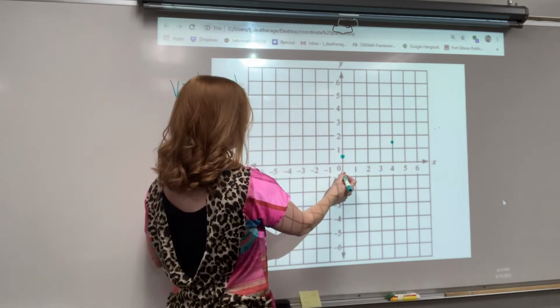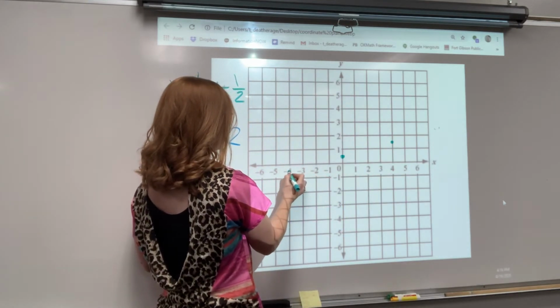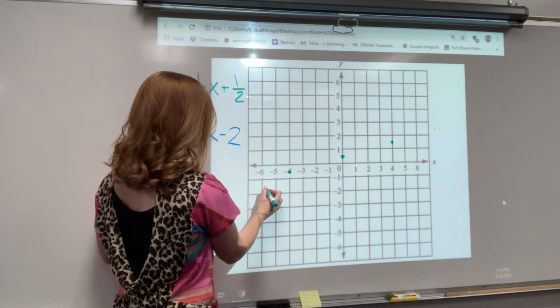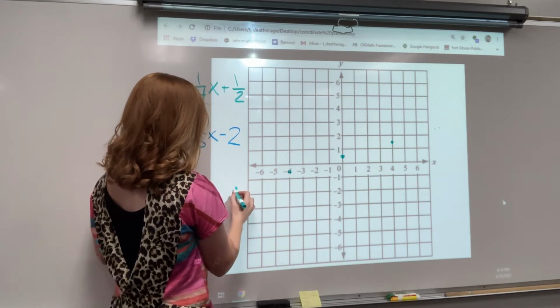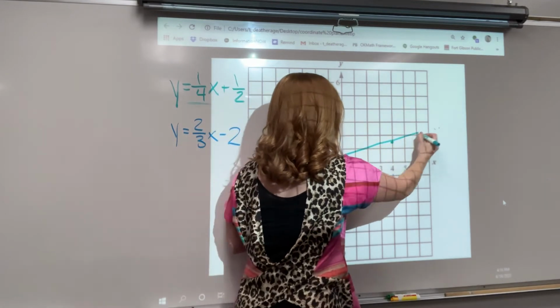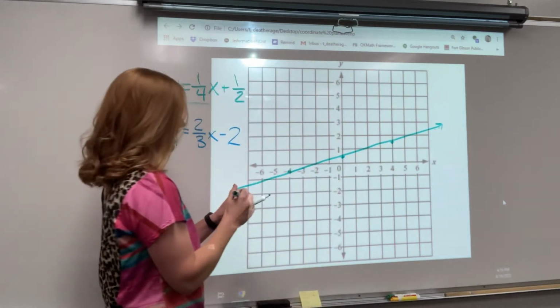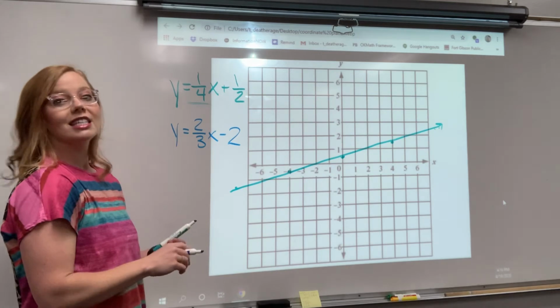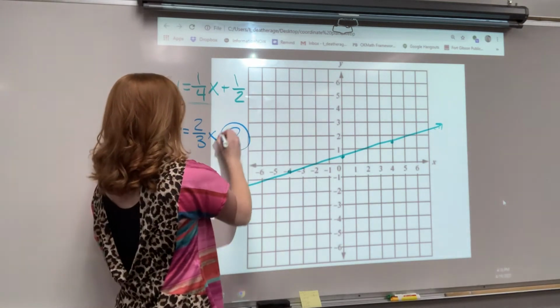I could go down 1 over 1, 2, 3, 4. Down 1 over 1, 2, 3, 4. Once again, do your best to make it as straight a line as possible. You can see I kind of started missing a little bit. So on this second line, I'm going to start at -2.